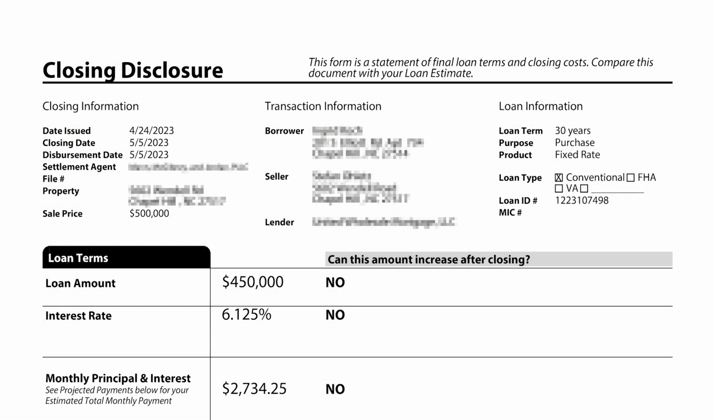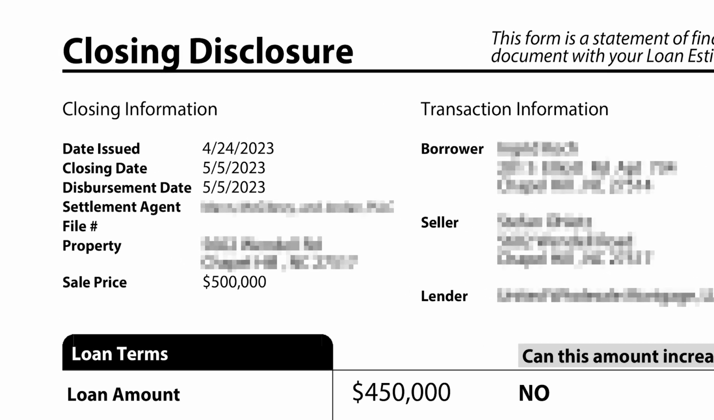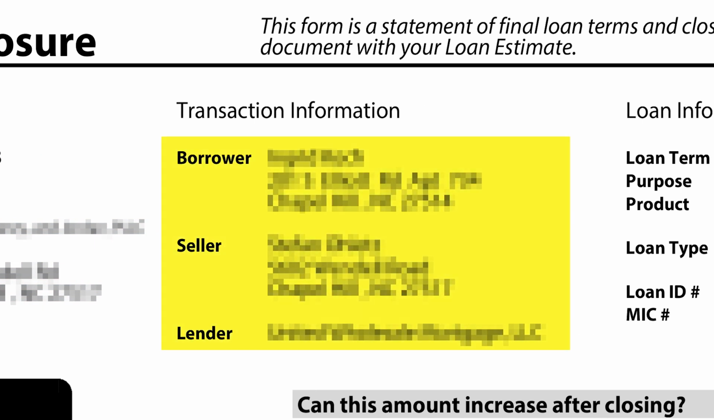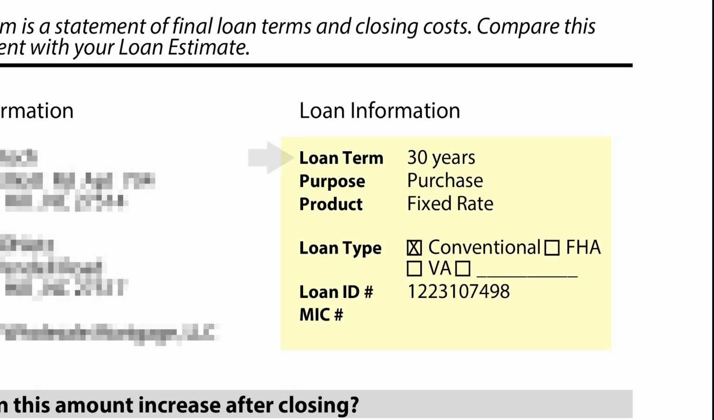At the top of the closing disclosure, you will see some information listed. The most important piece of that is what is the closing date. In this case, the closing date is May 5th, 2023. Underneath that, you'll see the property address that you are purchasing and the sales price. Next to that, you'll see your name, your current address, who the seller is, and who the lender is. On the far right, you'll see the loan term, the purpose, and if it's a fixed rate product, it will list it right there, as well as what type of loan. In this case, it's a conventional loan.